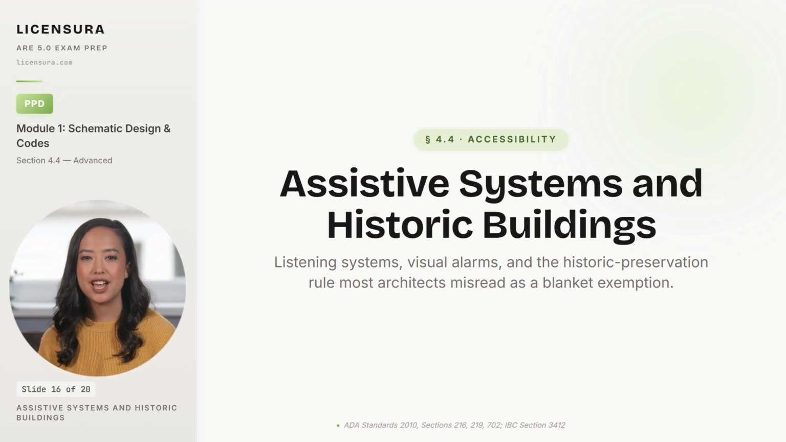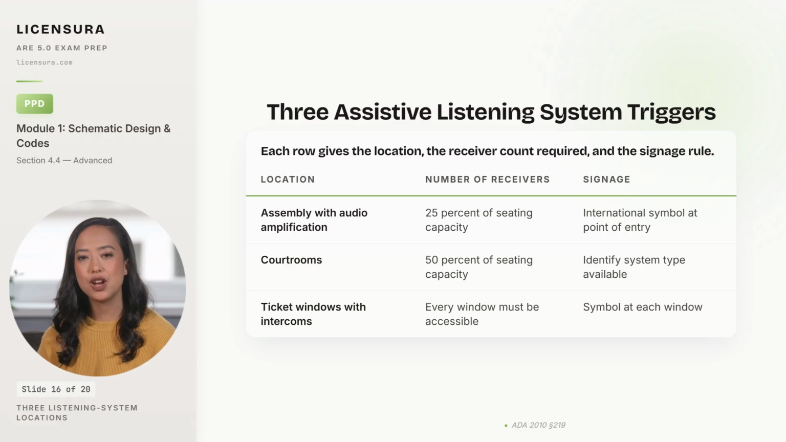Assistive listening systems carry 3 location-specific scoping rules. 3 triggers cover assistive listening systems under Section 219 of the ADA. First, assembly areas with audio amplification. Auditoriums, theaters, lecture halls, places of worship must provide receivers for 25% of seating capacity, with international symbol signage at the point of entry indicating the system is available. 25% is the floor. Some jurisdictions push higher.